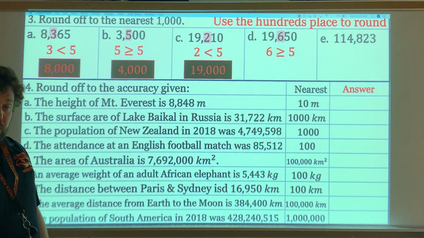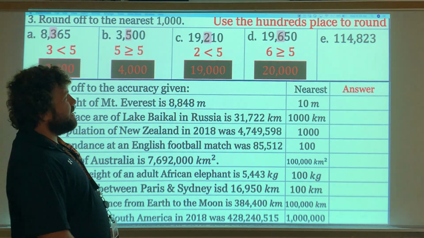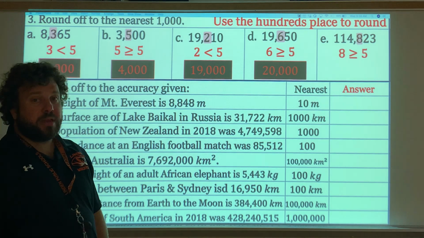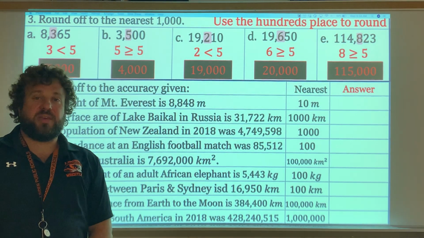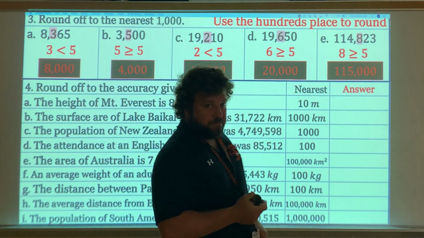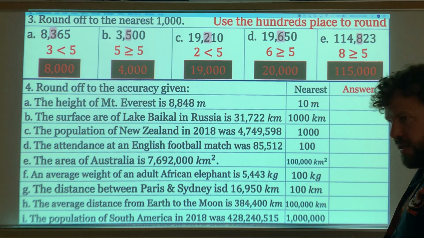6, greater than or equal to 5. Round that 19 up to a 20, 20,000. 8, greater than or equal to 5. So you're going to round the 4 up to 115,000. There you go. You're done. That was easy. All right, go. We're going to get out of the way here.